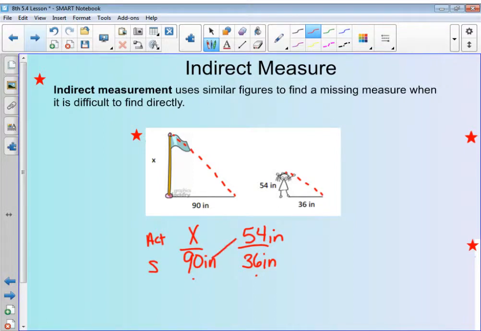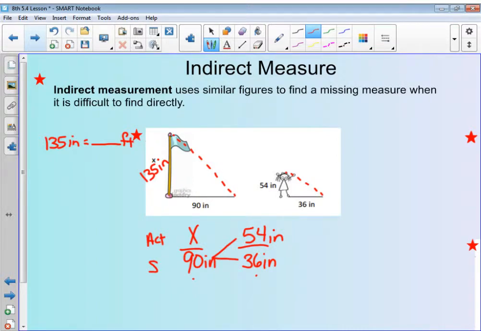So 54 times 90, and then divide by 36. 54 times 90, divide that by 36. I get 135 inches for this. Now, if I wanted to change that into feet, I could do that. You guys remember how to change inches into feet? Remember our conversion, 135 inches equals blank feet. We practiced this at the beginning of the year.